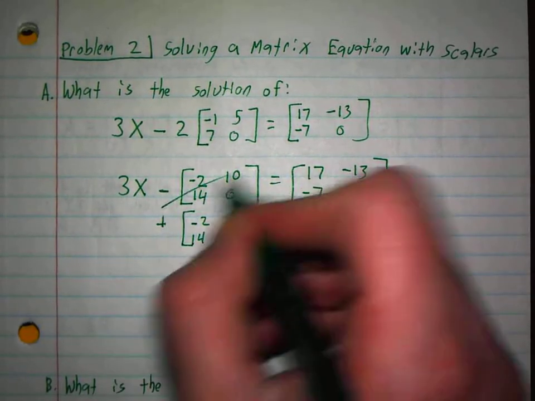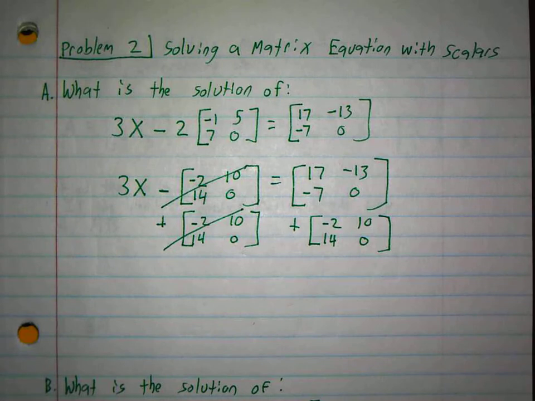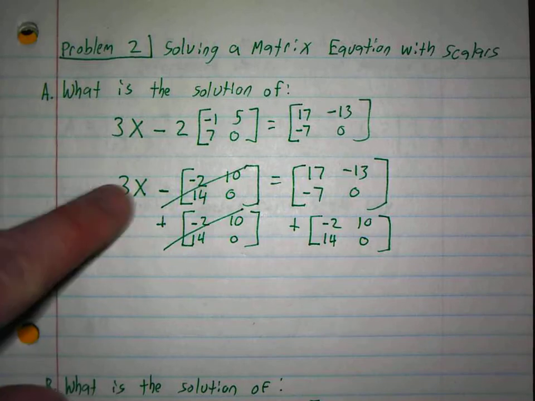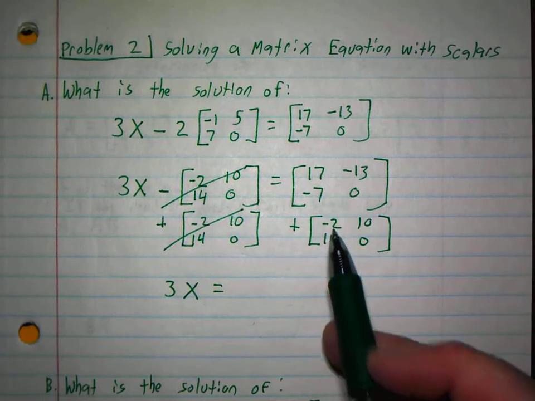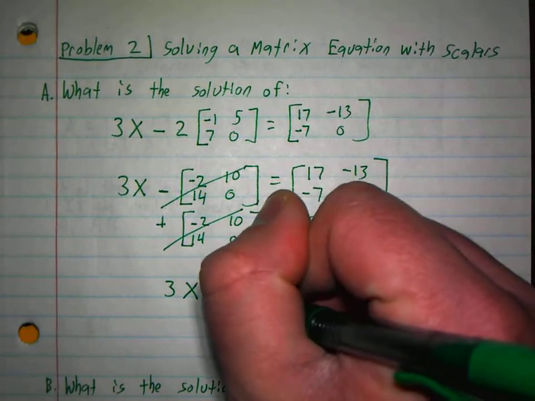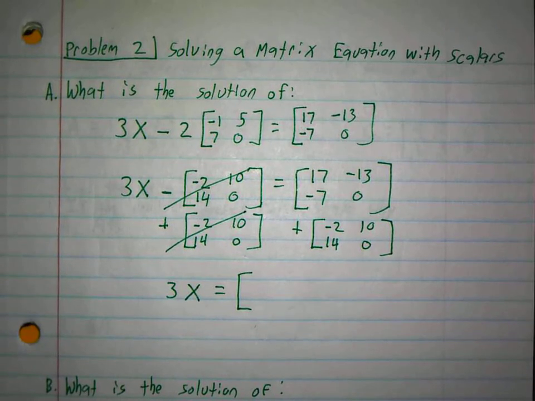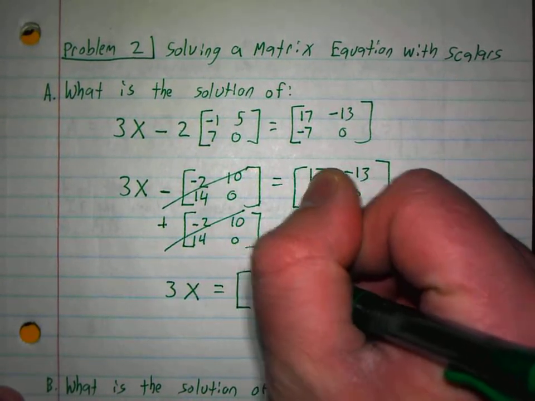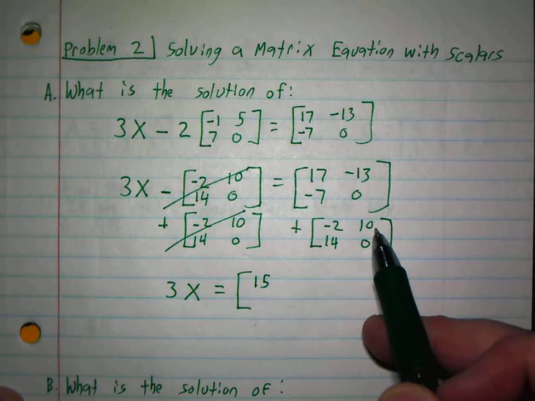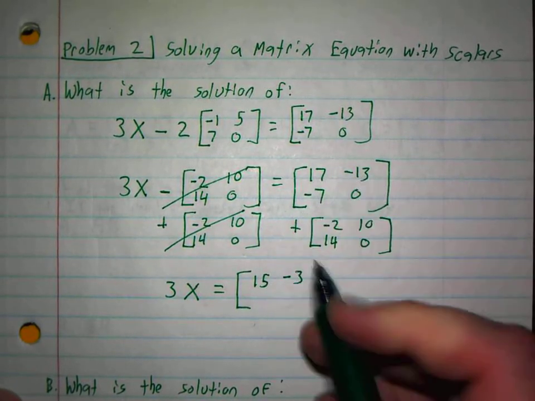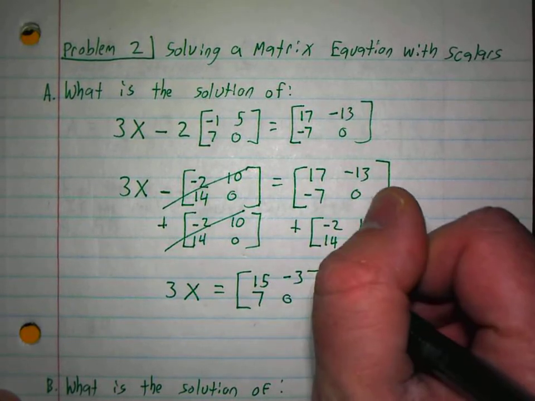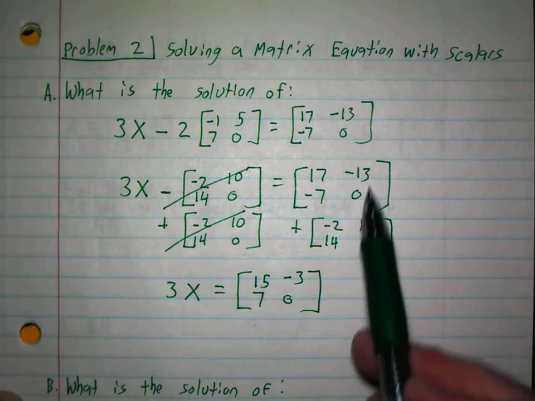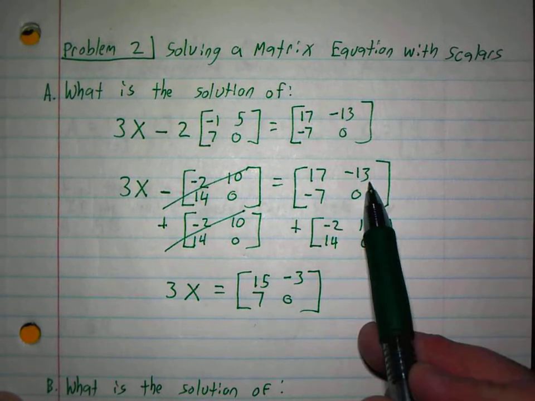These are inverses, additive inverses, because when you add them, you get the 0 matrix, and you don't need to write down the 0 matrix. Now I have 3x equals, and then just some simple math will get this matrix on the right. 17 plus negative 2 is 15. Negative 13 plus 10 is negative 3. Negative 7 plus 14, that's 7. 0 plus 0 is 0.